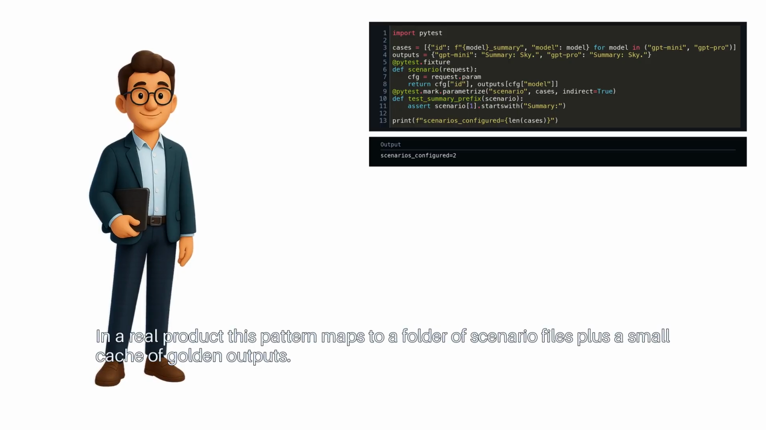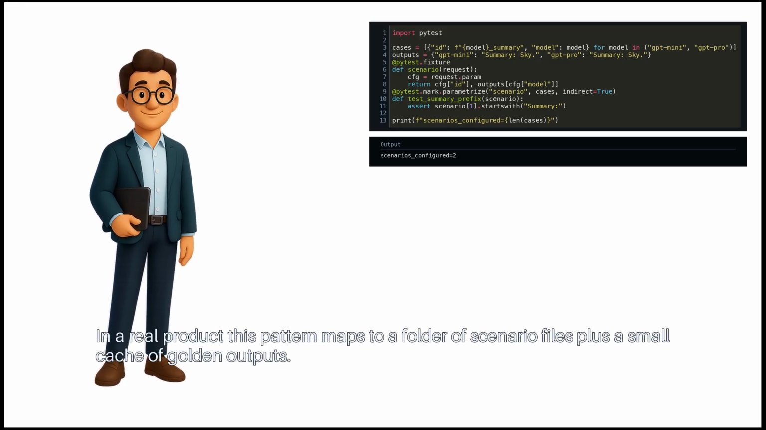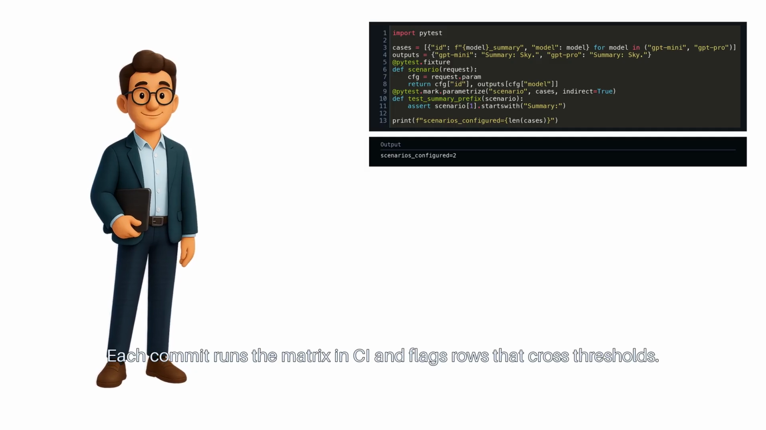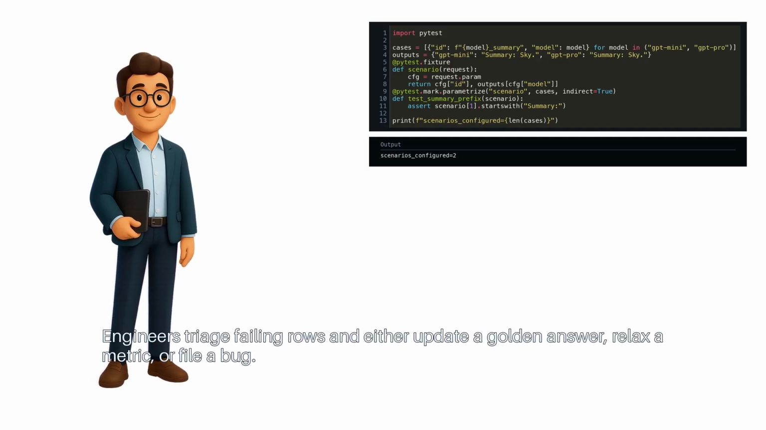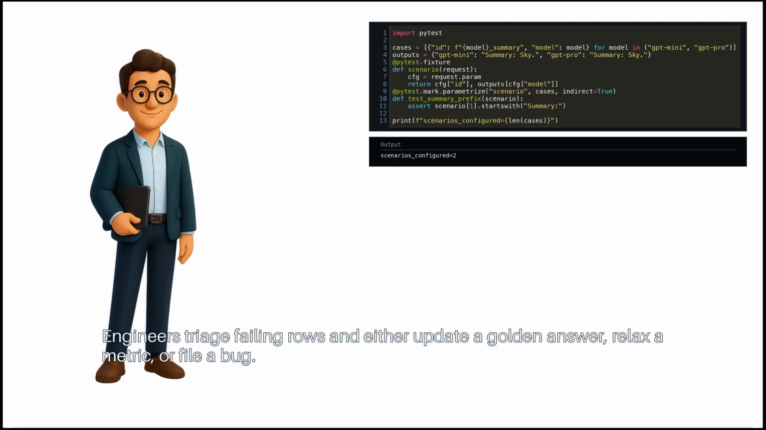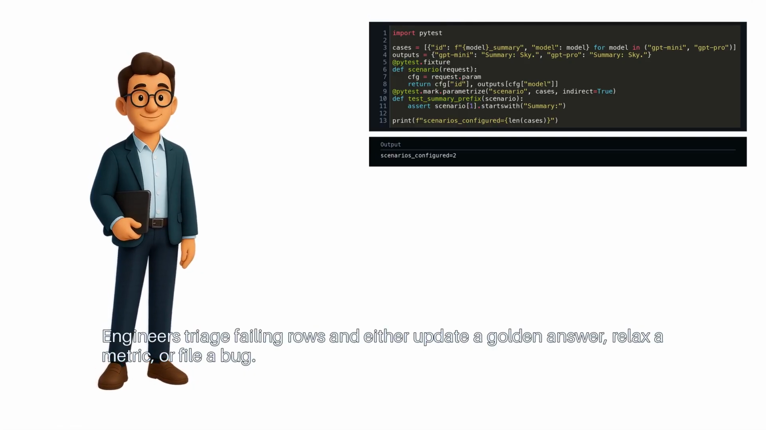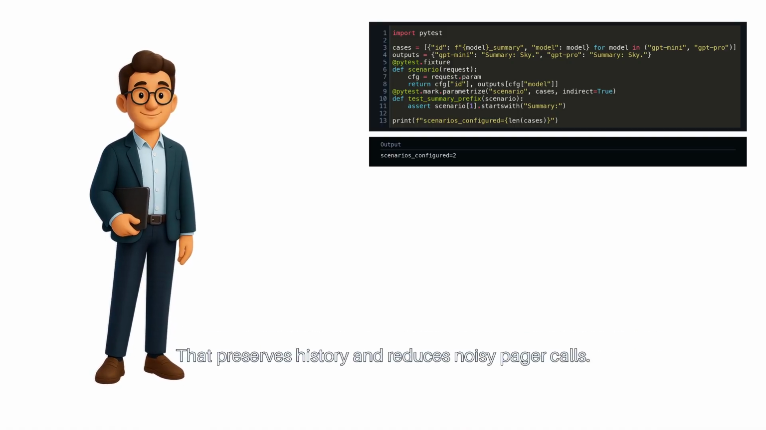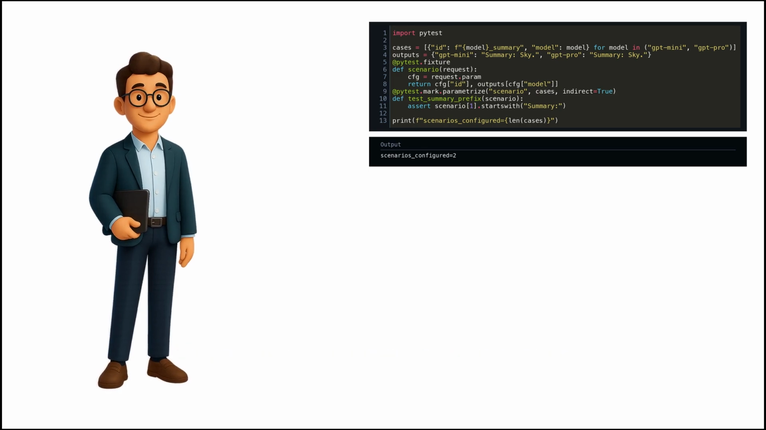In a real product, this pattern maps to a folder of scenario files plus a small cache of golden outputs. Each commit runs the matrix in CI and flags rows that cross thresholds. Engineers triage failing rows and either update a golden answer, relax a metric, or file a bug. That preserves history and reduces noisy pager calls.